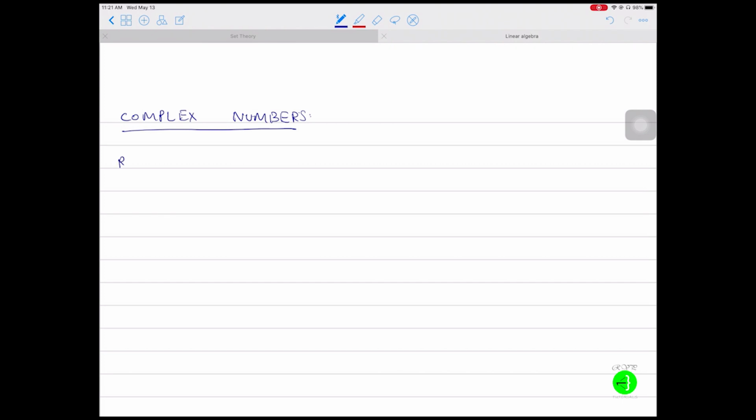So we are familiar with the set of real numbers, and we denote the set of real numbers with this letter R. And for any real number a, we know that if a is greater than or equal to 0, then the square root of a exists and is also a real number. But if a was a negative number, then we don't know anything about the square root of a.